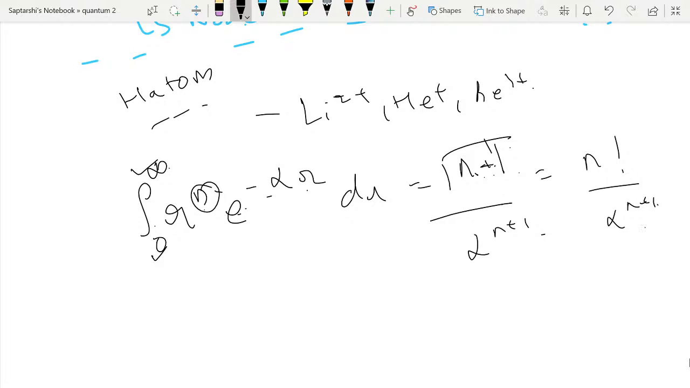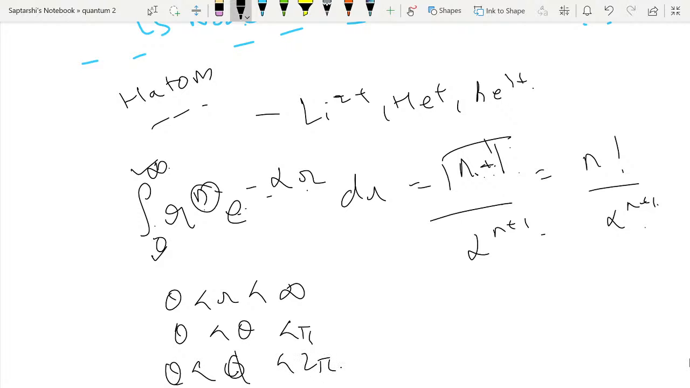As I told you before, in the hydrogen atom we use not Cartesian coordinates but polar coordinates. So we have r from 0 to infinity, theta from 0 to pi, and phi from 0 to 2 pi. Remember the ranges: theta is from 0 to pi, phi is from 0 to 2 pi, and r is from 0 to infinity.